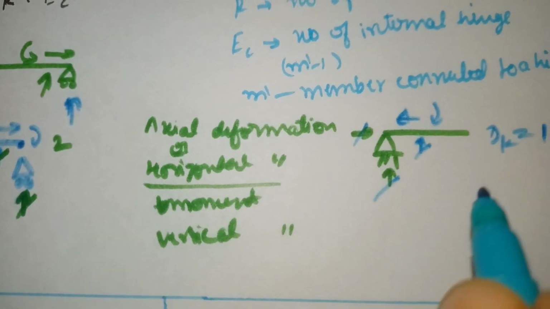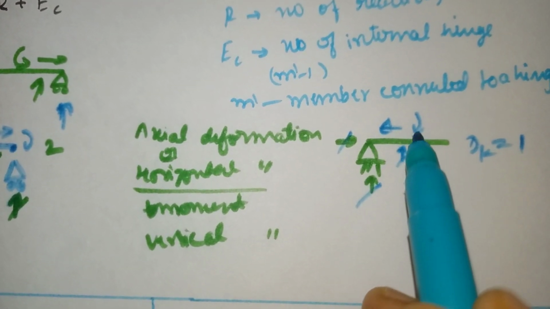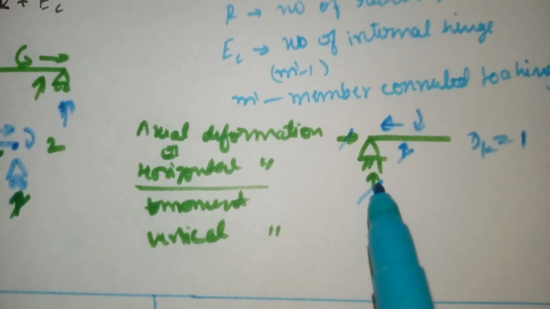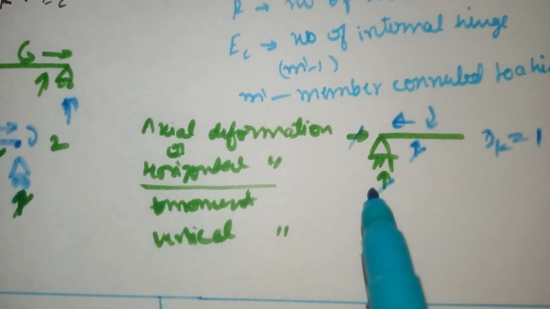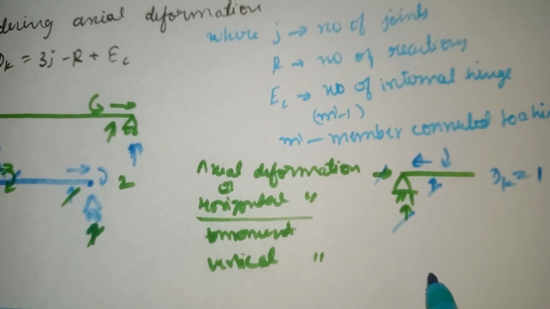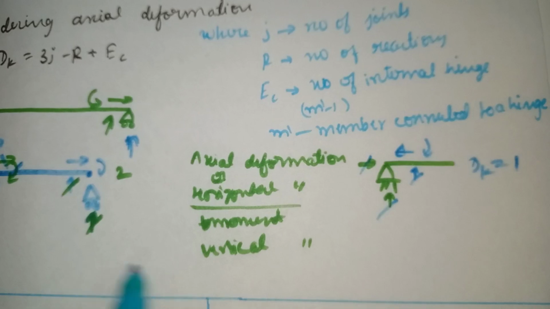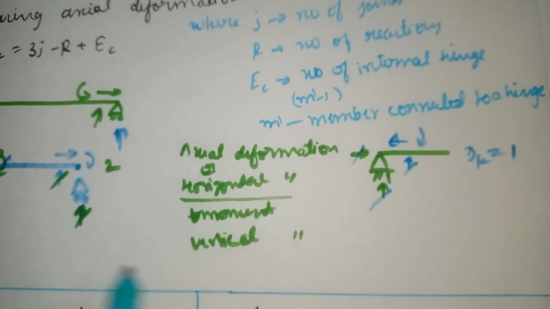So here the degree of deformation at the hinge support is 1, because in deformation there is the rotation, while at the fixed support there is no rotation. This is how we calculate the axial deformation. So we'll see, at roller we have seen, hinge and fixed also we have seen.